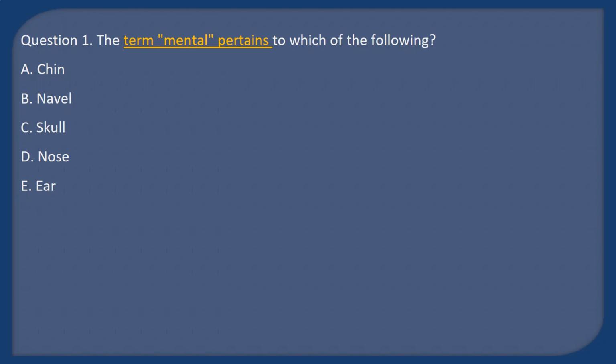Question 1. The term mental pertains to which of the following? A. Chin. B. Navel. C. Skull. D. Nose. E. Ear.